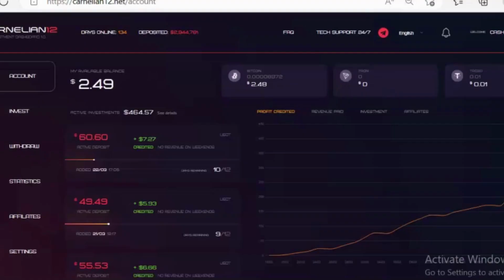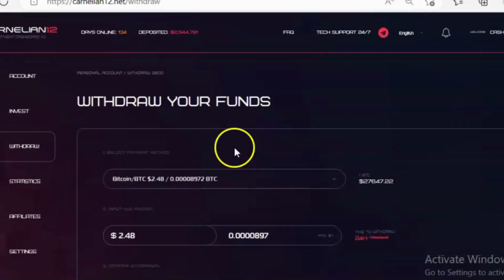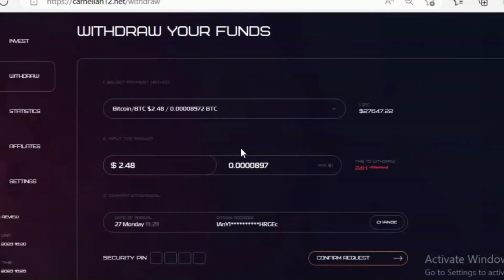To begin the process of moving our funds from Carnelian12 into Binance, and to be able to sell it and convert it into our own local currency, we start the initiation inside Carnelian12. We go to the withdraw option. Once we click on the withdraw option, we now initiate the withdrawal of the funds here.